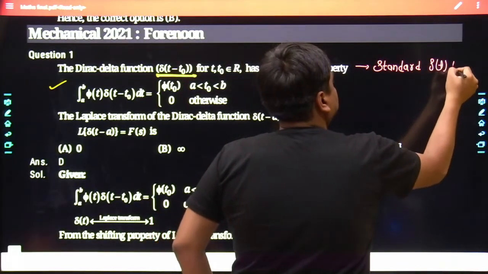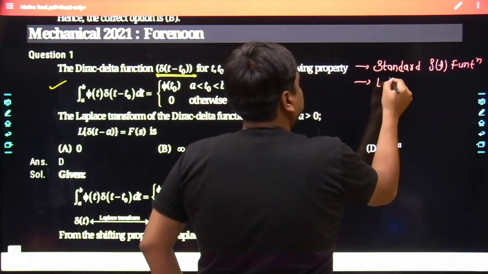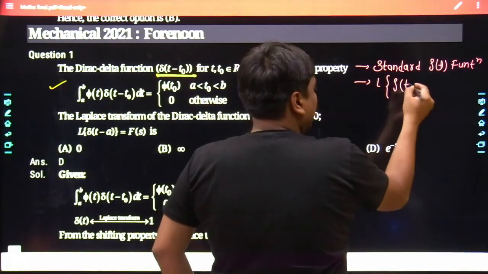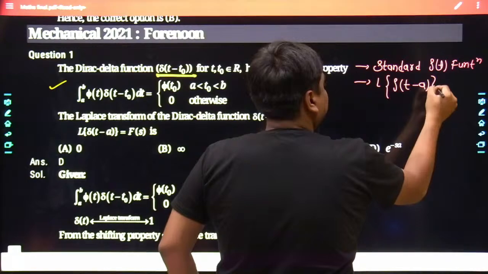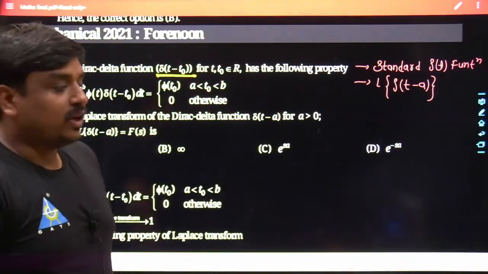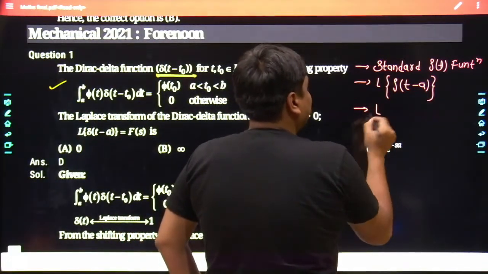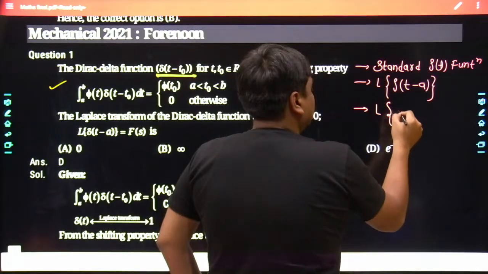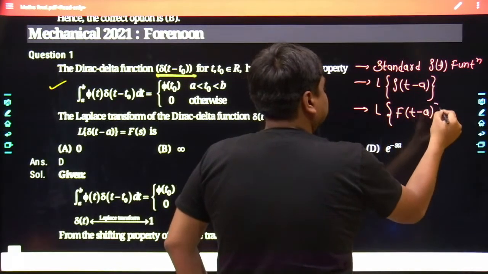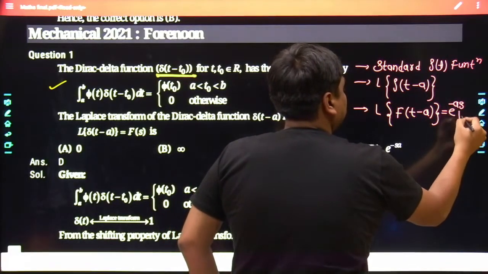In this problem, they want you to calculate the Laplace transformation of delta of (t minus a). Obviously, I can apply one of the important properties followed by the Laplace transform. What is that? The Laplace of a function which has a shift in the time domain can simply be written as e to the power of minus a s times F of s.